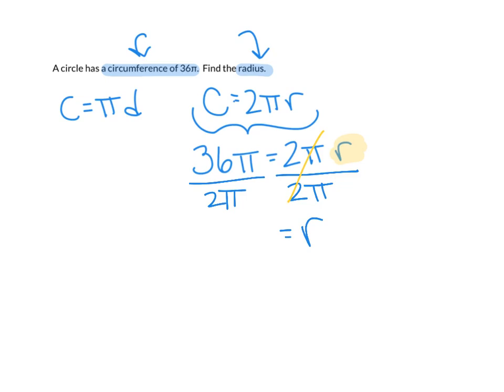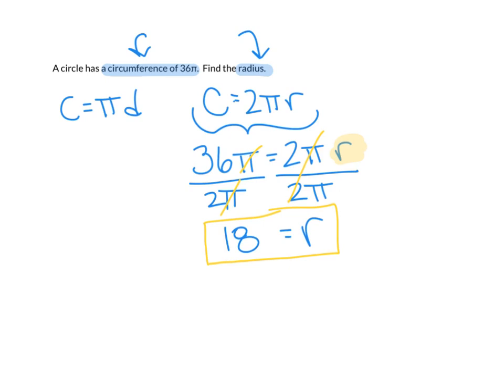Now over on this side, on the left side, we're going to take 36 divided by 2. Well, 36 divided by 2 is 18. Now I have pi divided by pi here, and that's going to cancel out. Pi divided by pi is 1. Those pi's disappear, and we're left with just 18 units as our radius. So again, we started with the circumference and worked backwards with our formula to find the radius.